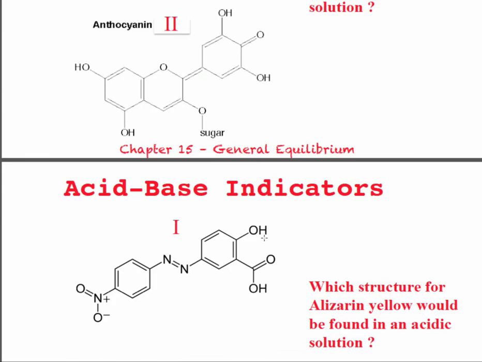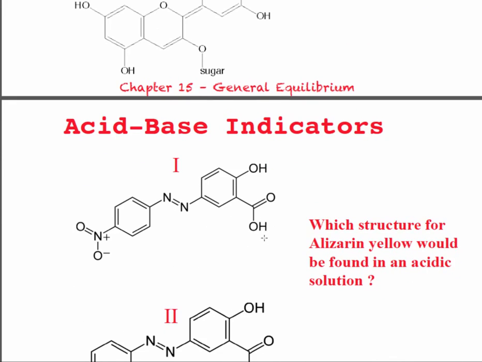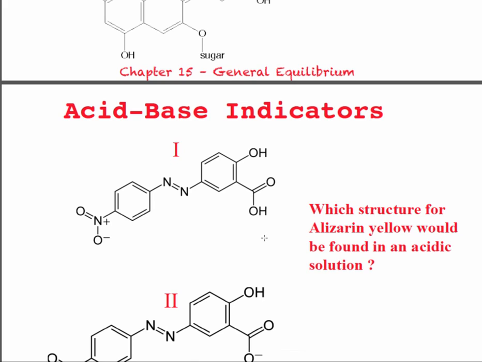Did we just answer this one? No, different. Okay, different indicator. Alizarin yellow. Which of these structures is common in an acidic solution? Is it Roman numeral 1 or Roman numeral 2? This structure or this structure has an extra one or more hydrogen ions.